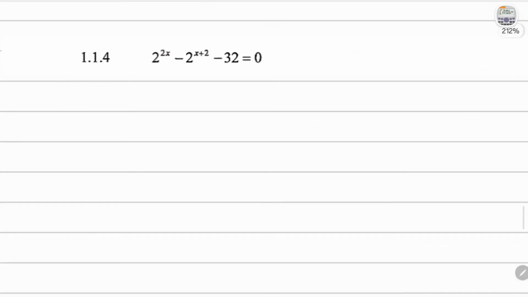Question 1.1.4, we are given an exponential equation and we have to solve for x.